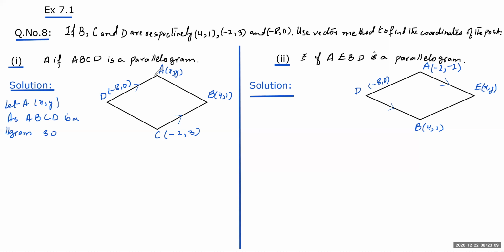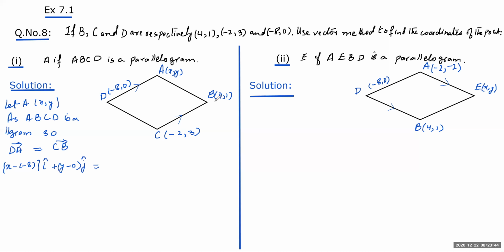So vector DA must be equal to vector CB. What is vector DA? Let's write it. It will be equal to (x minus -8) into unit vector i plus (y minus 0) into unit vector j.